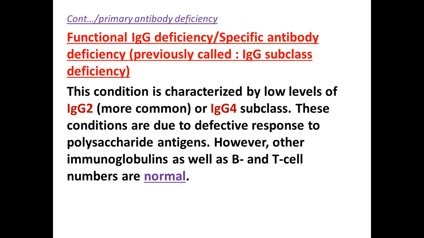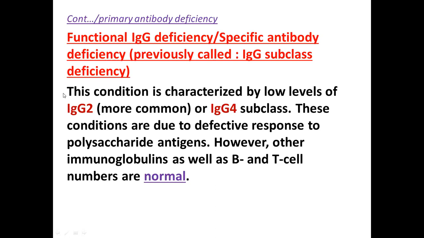Now another deficiency called functional IgG deficiency, or specific antibody deficiency, previously called IgG subclass deficiency. Here the deficiency is in a subclass of the IgG, mainly IgG2. You know, IgG is of 4 subclasses, 1, 2, 3, and 4. The patient will suffer from deficiency in IgG2, sometimes of IgG4.